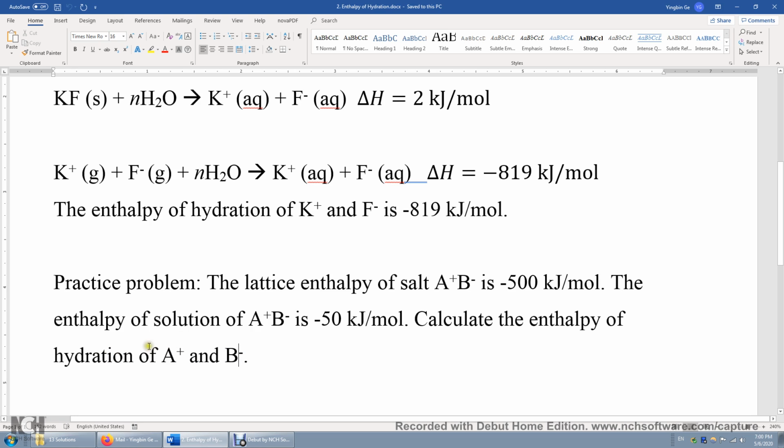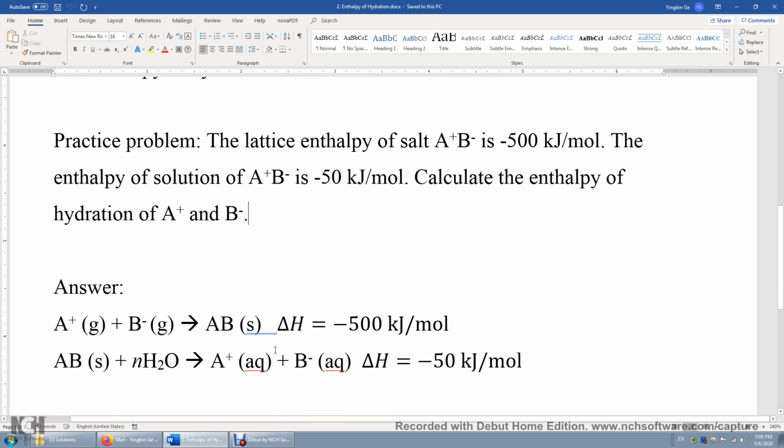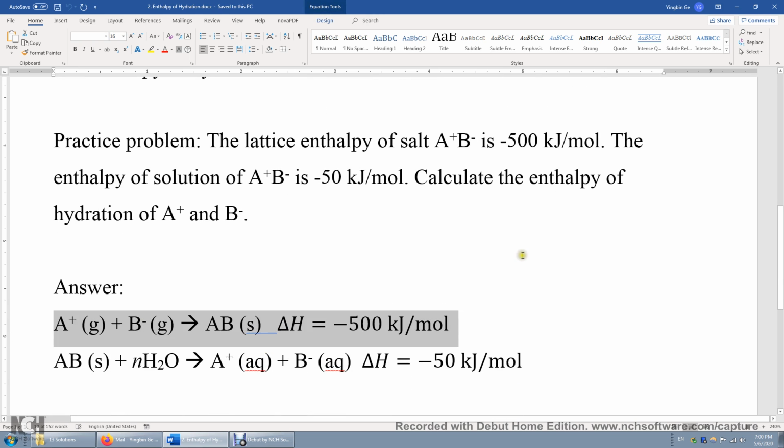So again, the enthalpy of hydration of A+ and B- is the enthalpy change of the process in which we put many water molecules around this A+ and many water molecules around this B-. How do we do this? Well, we use the same algorithm. This is the enthalpy of this first reaction here. A+ in the gas phase reacts with B- in the gas phase to form AB crystal. And over here, this is the lattice enthalpy, negative 500 kilojoule per mole.